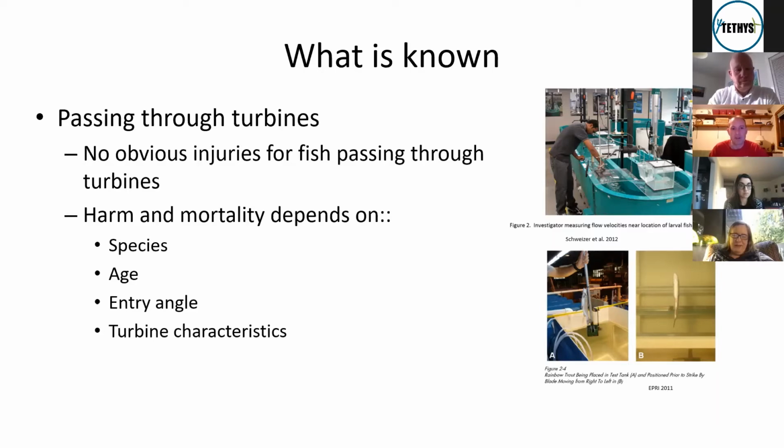And it seems there doesn't seem to be a lot of obvious injuries for fish passing through turbines. But of the fish that do show signs of injuries, the harm and mortality depends on the species. Seems to be some species are more susceptible to injuries than others. Age of the fish, which is related to size of the fish. Smaller fish seem to get pushed out of the way more easily by a spinning blade. The entry angle, so if they're struck by a blade, the angle of the blade strike is related to the outcome of the encounter. And then turbine characteristics, so how quickly they spin, how blunt the leading edge of the turbine foil is.